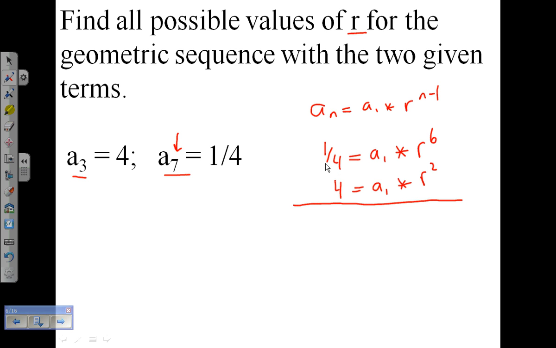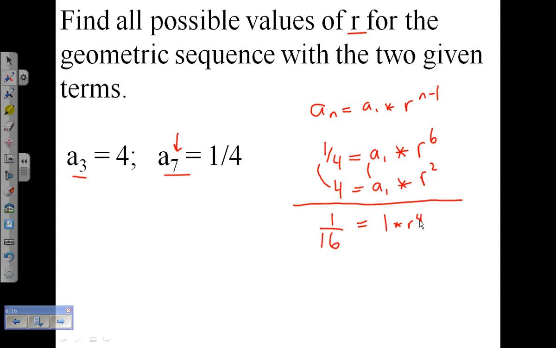You divide each one. What is 1/4 divided by 4? That's easy. I don't care if you do it on a calculator or not. It's 1/16. A1 divided by A1 is just 1. That's the whole reason you do this. This is the elimination method for multiplying and dividing coefficients. We did the elimination method earlier for linear equations. This is the one for geometric terms and sequences. So a sub 1 divided by a sub 1 is just 1. You don't even have to write it down. And r to the 6th divided by r squared is r to the 4th.